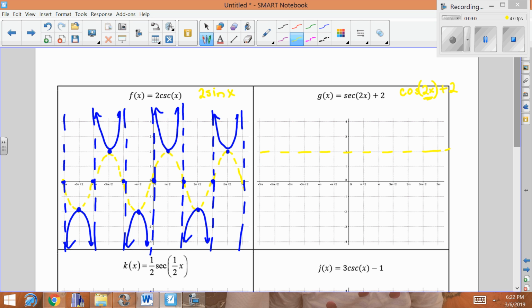So since that b value is 2, it's going to shrink it. It's going to compress it by 1/2. So it's cosine. It's going to start up above 1 above the midline. But now all of those distances are going to be halved. So this one's going to be quite a bit compressed in here.